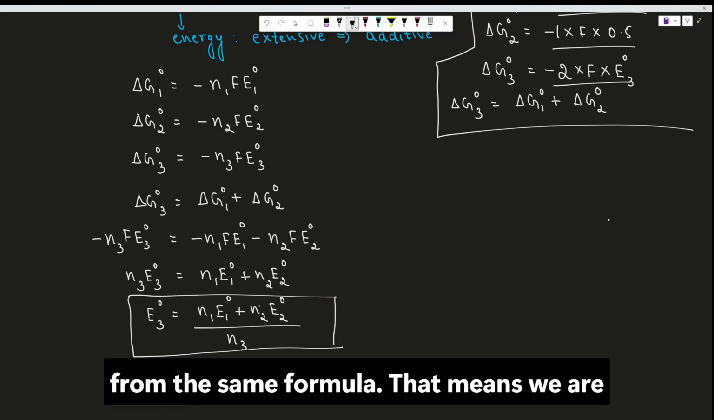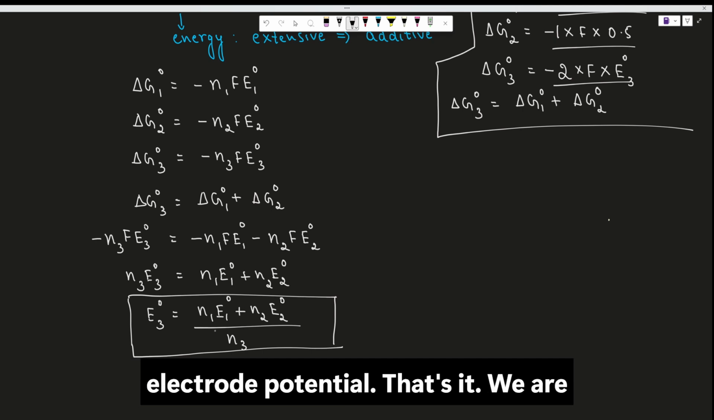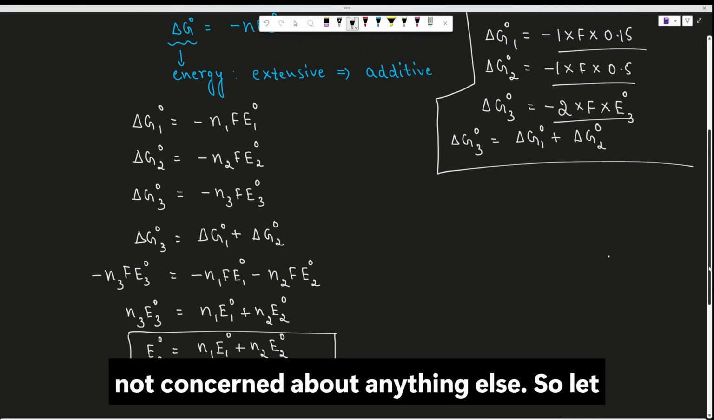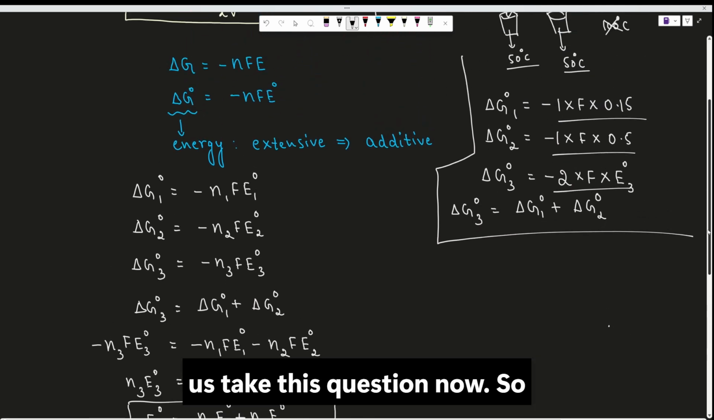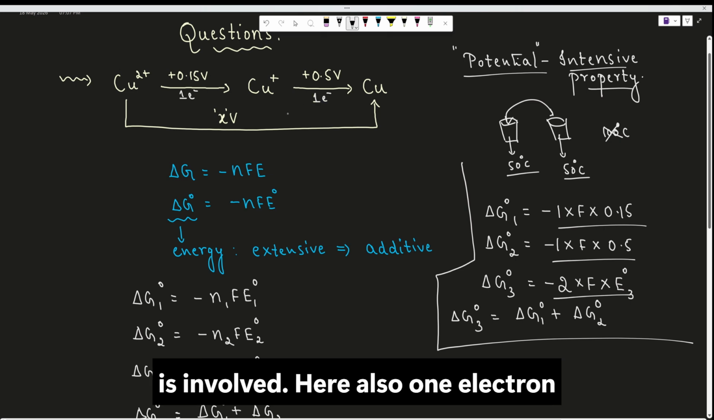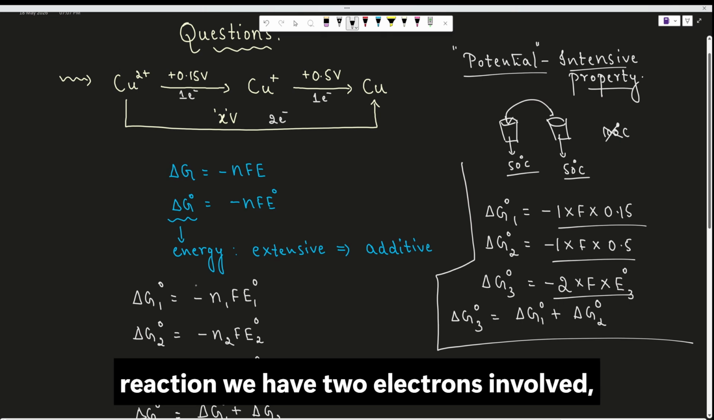That means we are taking the number of electrons and the electrode potential. That's it. We are not concerned about anything else. So let us take this question now. In this question, as I told you, one electron is involved. Here also one electron is involved. And in the overall reaction, we have two electrons involved.